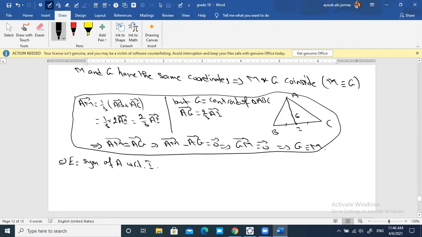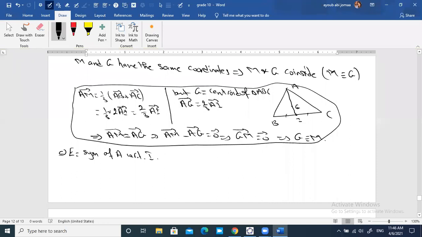Okay, who would like to find the coordinates of E? Me too. You too. We can't give a chance to everyone. Who would like? Yes, sir, I can. Okay, start.